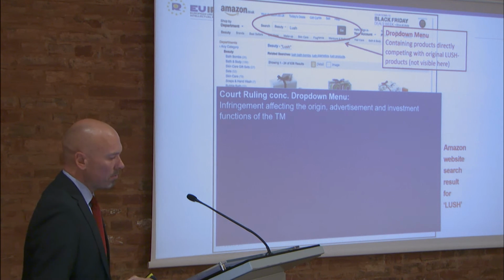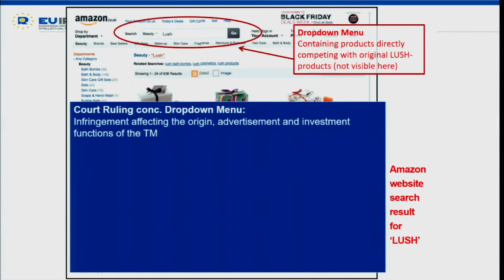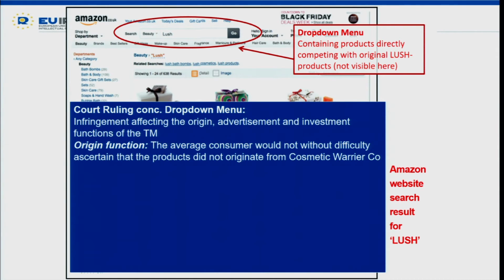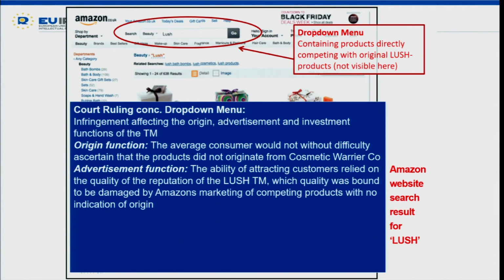Concerning the drop-down menu, the court found that there was an infringement of the trademark affecting the origin, advertisement, and investment function of the trademark. The origin function was infringed because an average consumer would not without difficulty ascertain that the products did not originate from the Cosmetic Warrior company. The advertising function was affected because the ability of attracting customers relied on the quality of the reputation of the Lush trademark, which quality was bound to be damaged by Amazon's marketing of competing products with no indication of origin.